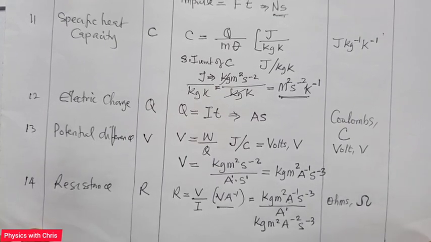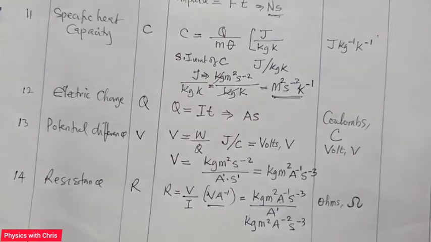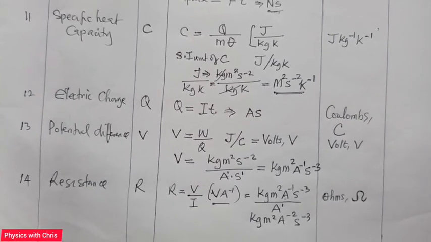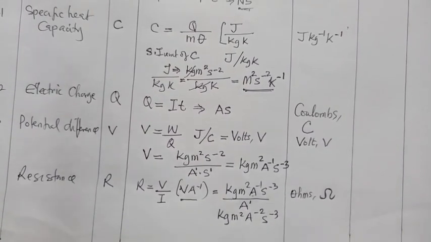Okay, maybe I'll complete this in the next video. So we've seen about 14 derived quantities, and how to obtain their SI unit and then their SI base unit.